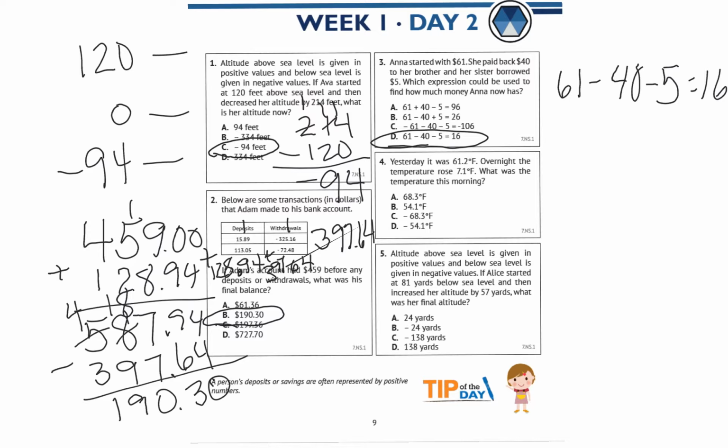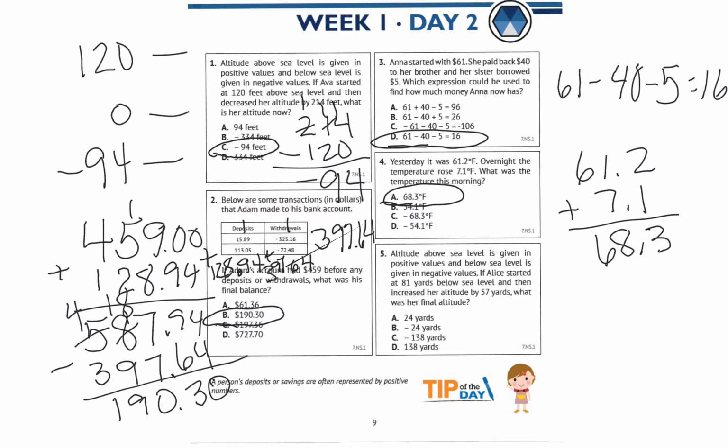Number 4. Yesterday it was 61.2 degrees Fahrenheit. Overnight, the temperature rose 7.1 degrees Fahrenheit. What was the temperature this morning? So since the temperature rose, we're going to add. 2 plus 1 is 3. Bring down your decimal. 7 plus 1 is 8. And bring down your 6. So the temperature is A. 68.3.